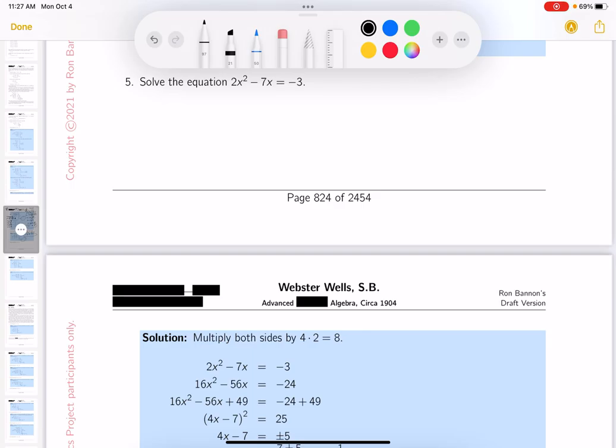And I'll do it. What do you get? 2x squared minus 7x plus 3 equals 0. Again, I'm going to attempt to factor it. We've done enough examples with completing the square and the quadratic formula. I just like the factoring.